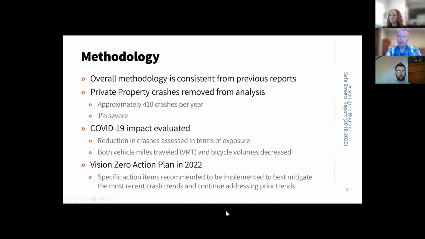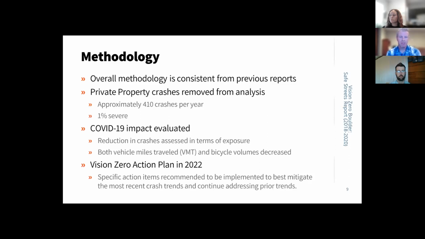But we are going to provide a section within our report that will allow reviewers to do an apples to apples comparison, whereby they can compare numbers in this update to numbers in the prior reports that did include private property crashes.